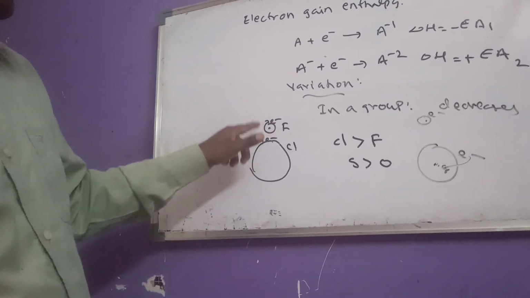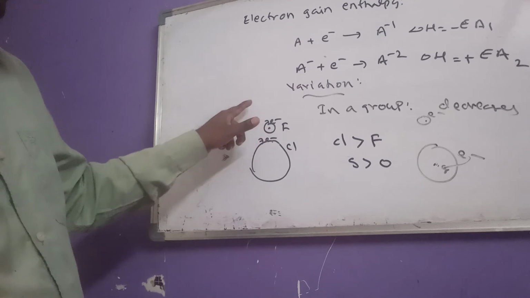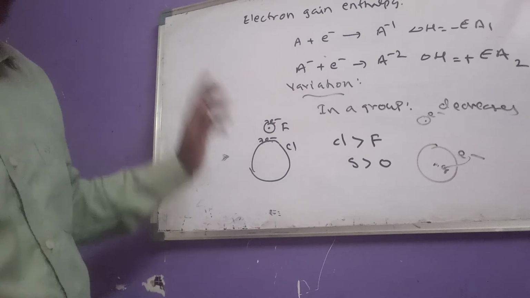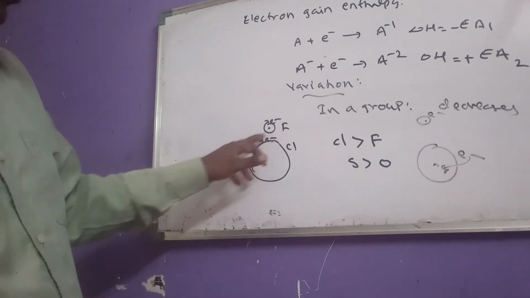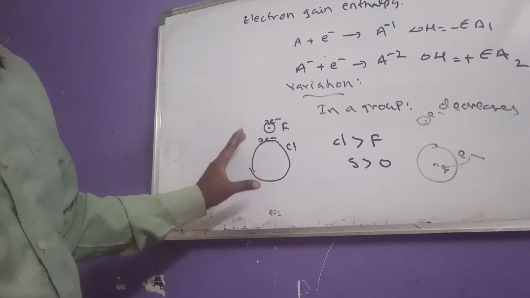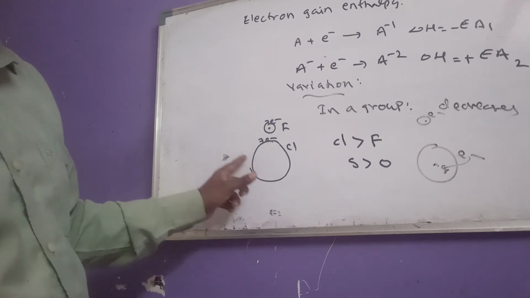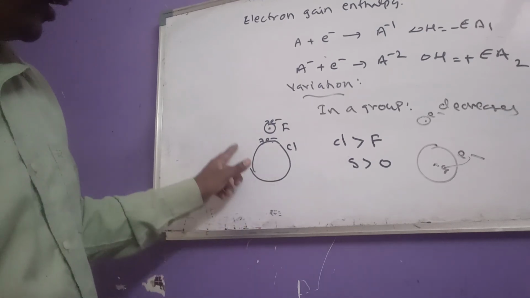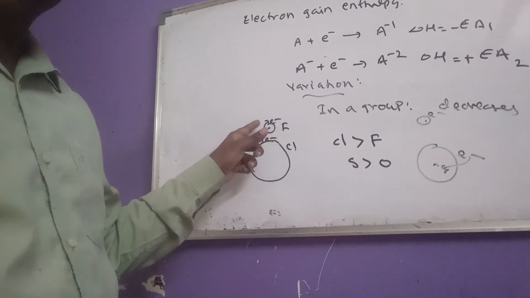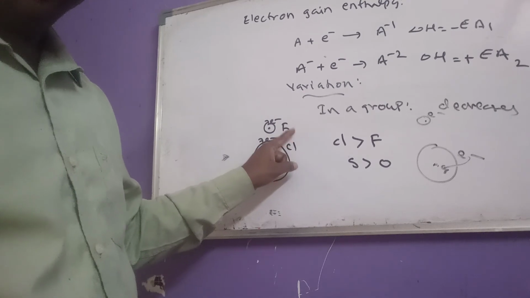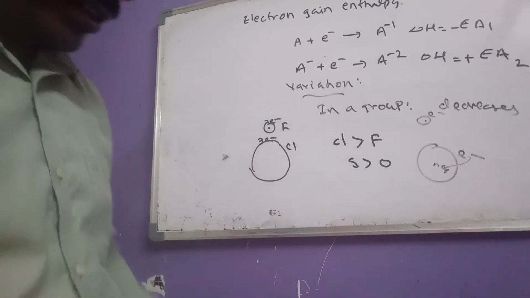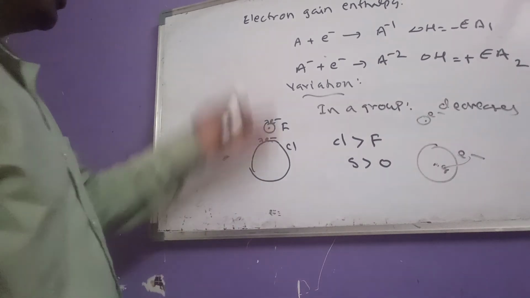So interelectronic repulsion is more. Fluorine shows some repulsion to accepting an extra electron, comparatively with chlorine. In chlorine, 7 electrons are present, but due to the larger atomic size, they are away from one another, so it has less interelectronic repulsion and easily accepts the electron. Due to high interelectronic repulsion, fluorine's electron gain enthalpy is less than that of chlorine. So this is the variation of electron affinity in a group.